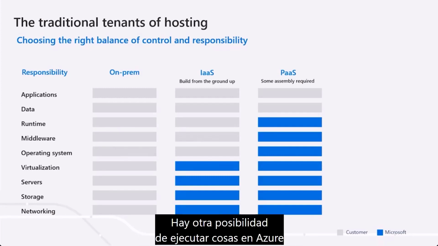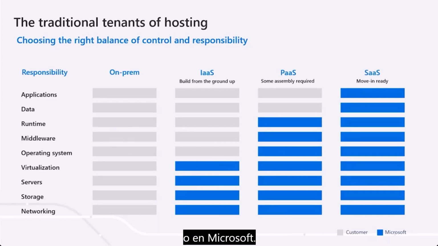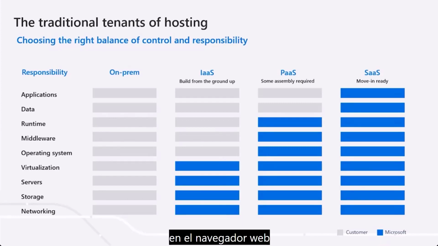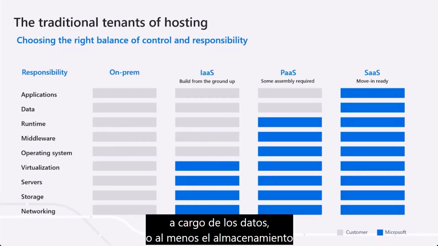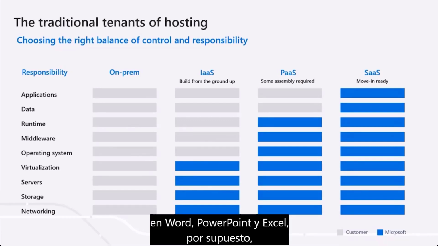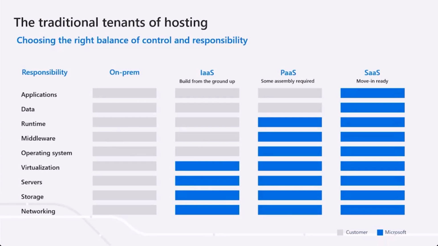Now, there is another possibility to run things on Azure or on Microsoft. It's SaaS, software as a service. For example, think about Office 365, right? You can have Microsoft Word running in the web browser, or Microsoft PowerPoint, or maybe Excel. And basically, we are here in charge of the application itself, in charge of the data, or at least the storing of the data and all that. You're still responsible to feed content into Word and PowerPoint and Excel, of course, but this is also another solution. Now, SaaS is typically what we call Office 365, Microsoft 365. But let's concentrate here on Azure with IaaS and PaaS.